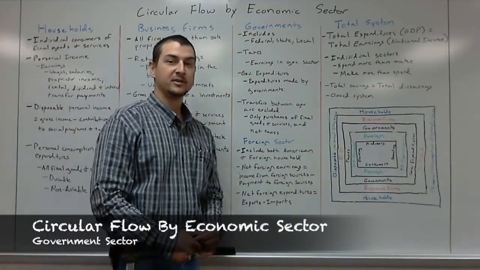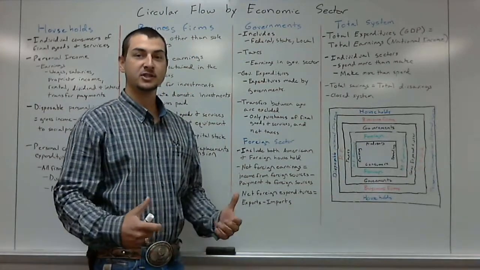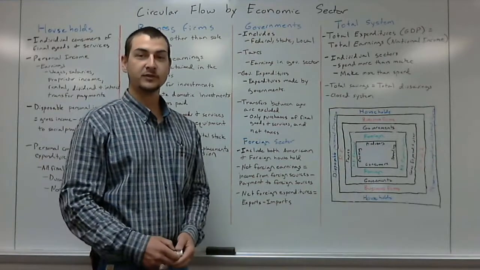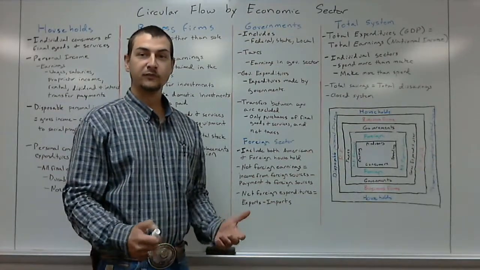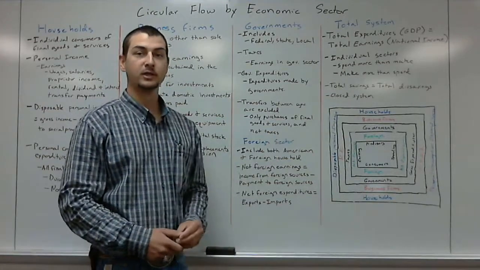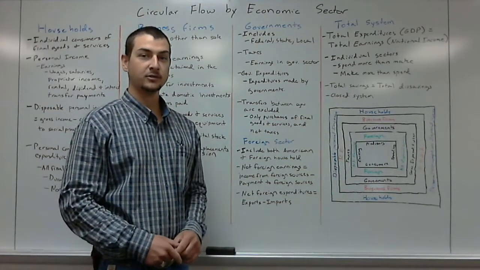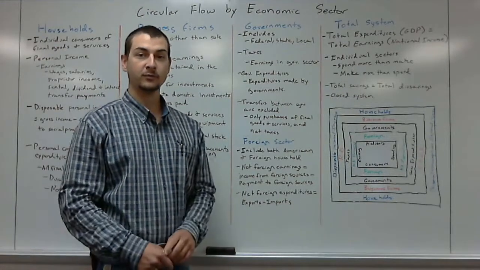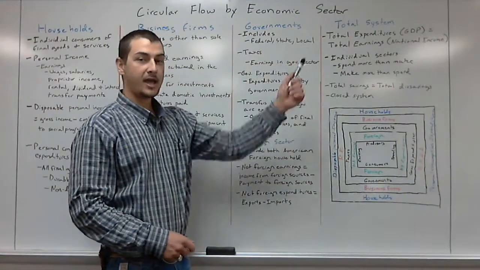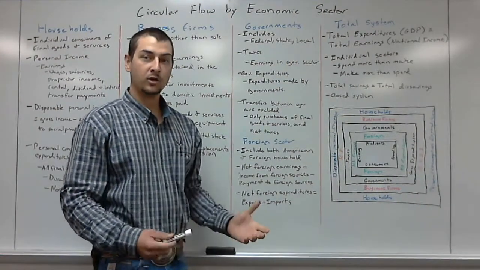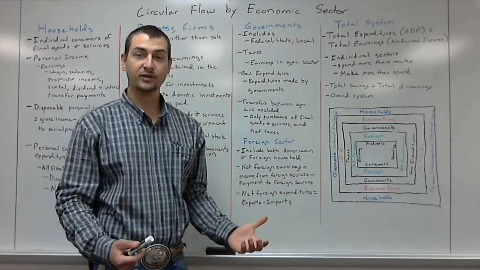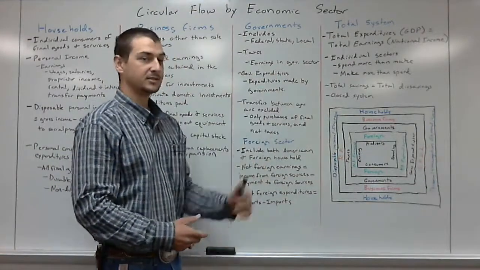The next economic sector we are going to discuss is the government sector. Whenever we talk about government, we often think of the federal government. But the federal government is not the only government out there, and it's not the only government that we include in this economic sector. We actually include all of the governments within the United States. That includes federal, state, and local governments. So, they also have earnings and expenditures. What are their earnings? Their earnings very simply are their taxes.